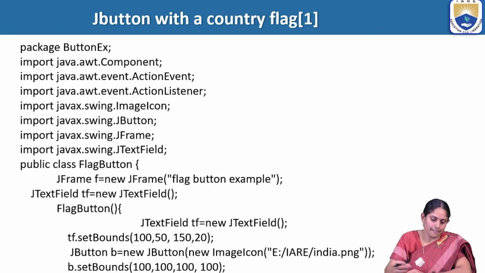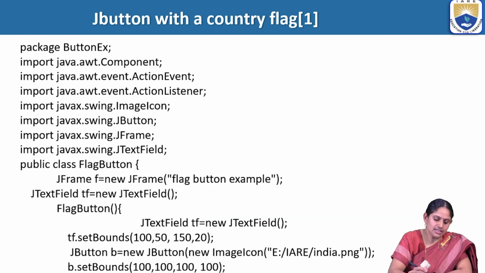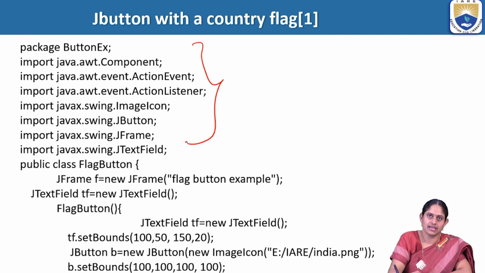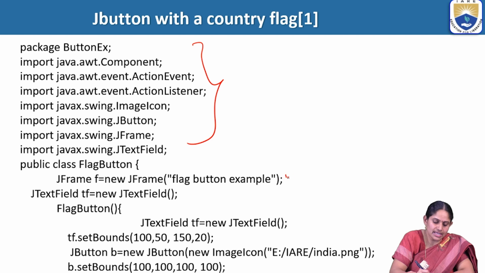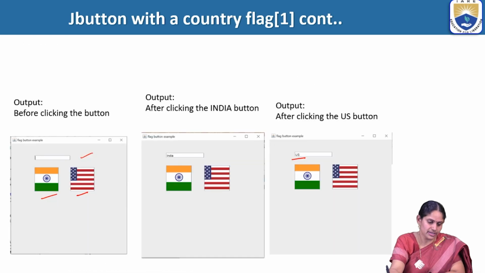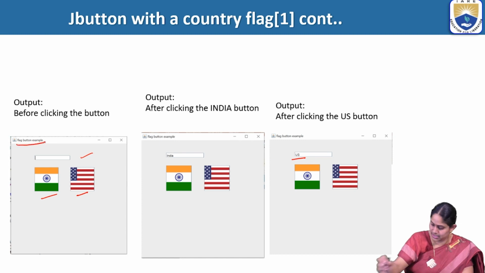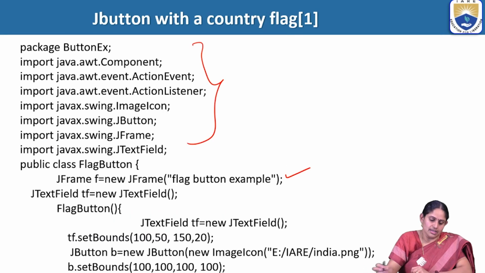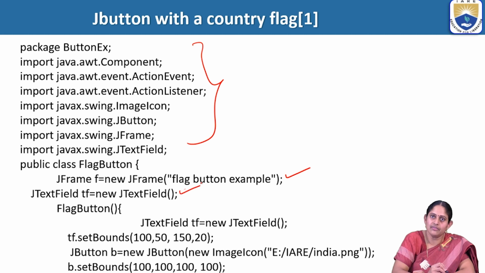In this example, we have made use of these packages. Then we have created a frame named flag button example, so we get this flag button example on it. Then we have this text field. We are creating a text field without any text so that we can write whatever the India and US string onto it. So here we are creating an empty text field.